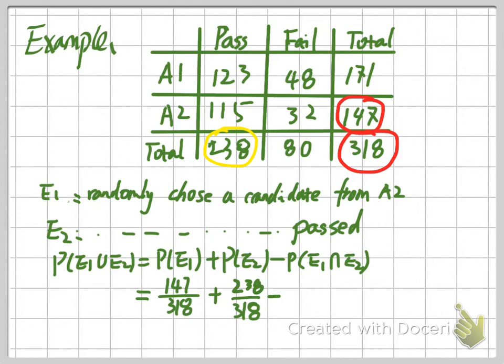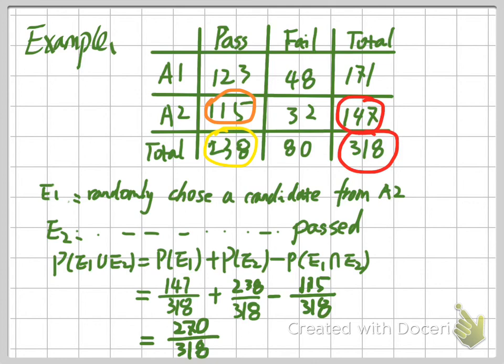The number in this picture, which I circled in orange, is 150. So in the third one, the numerator is 150 and the denominator is the same. Then we need to use a calculator to help us compute this. The answer for this one is 270 over 318. Okay, so this is how we can compute the probability of a union event, and this is one example.